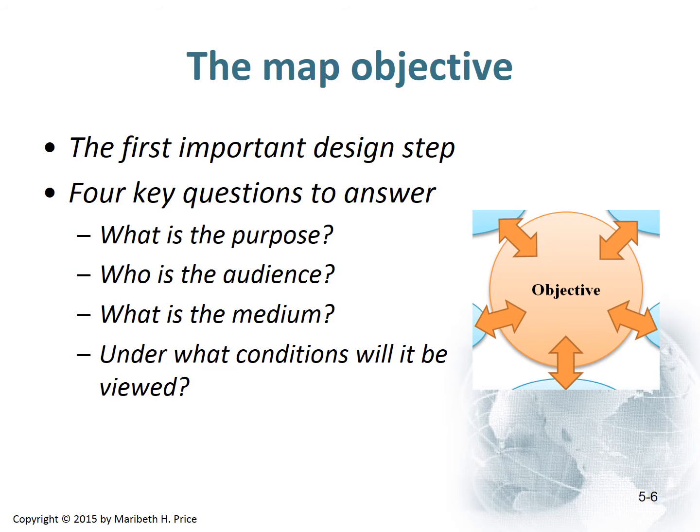So the map objective is really important. It's the first important design step. Four key questions to answer. What's the purpose for the map? What's the audience? What is the medium? And under what conditions will it be viewed? And how you answer these questions will determine a great deal about how you should develop your map, what should be in it, and how it should look when it's done.